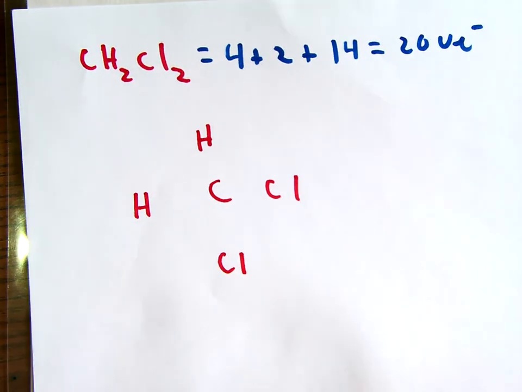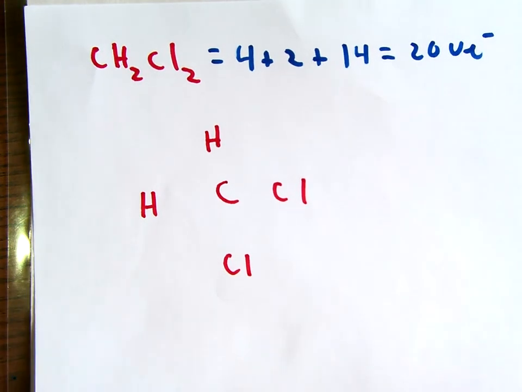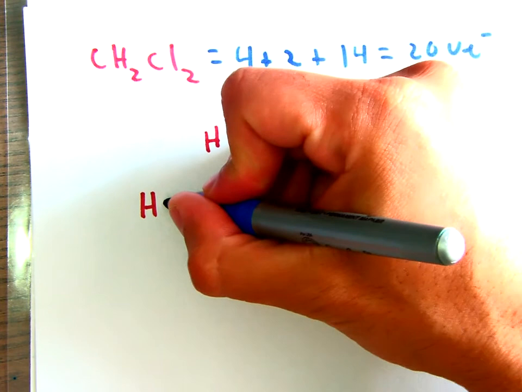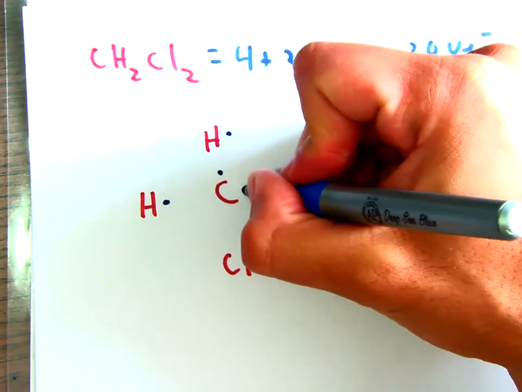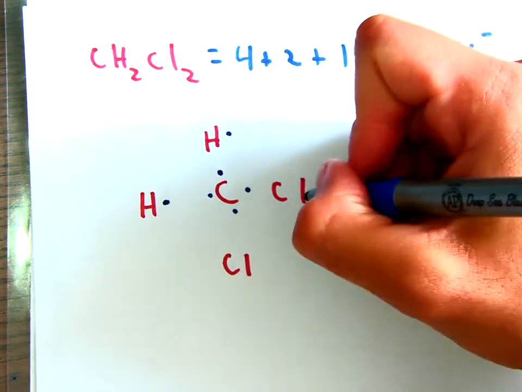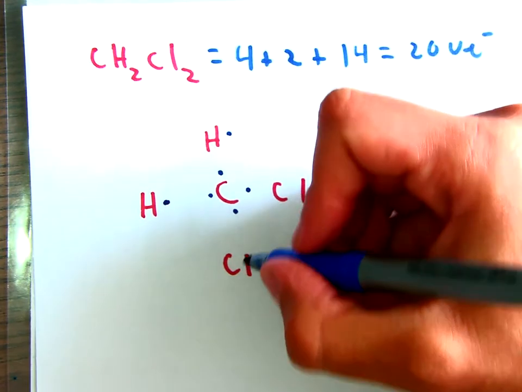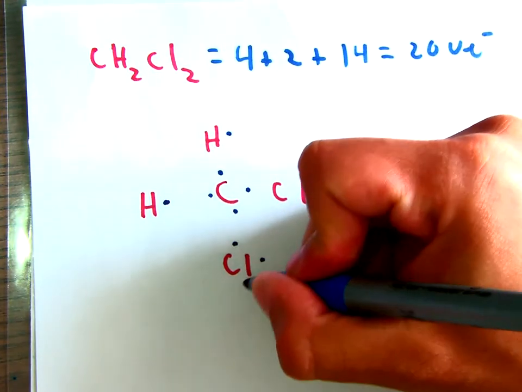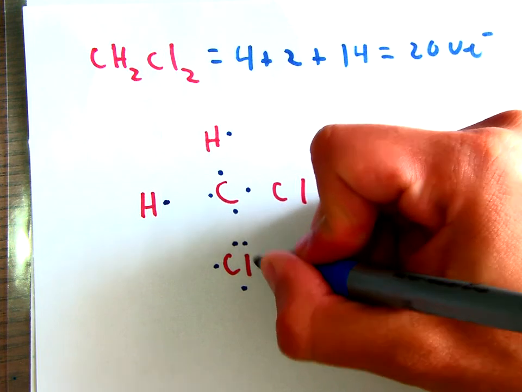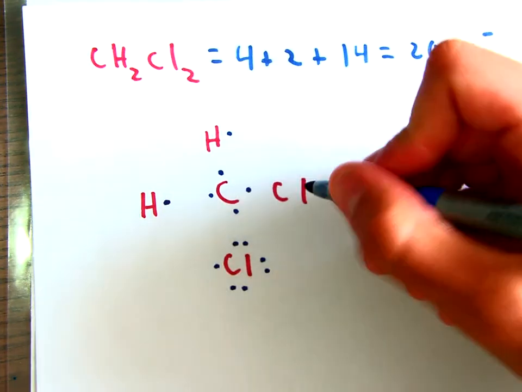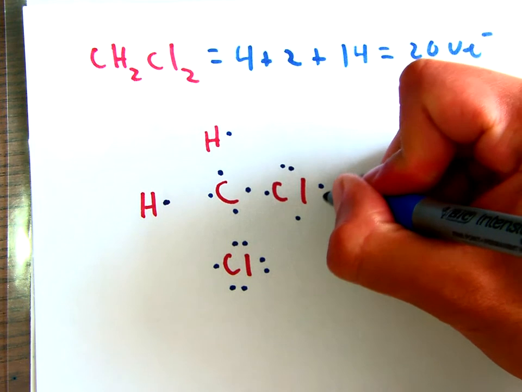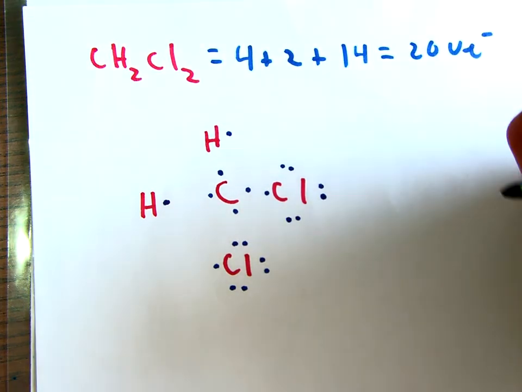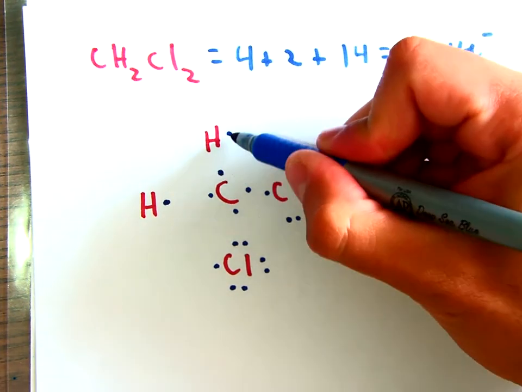All right, let's go on to the next step. Draw individual Lewis structures. Well, I know each hydrogen has 1, so 1, 1. Carbon has 4. 1, 2, 3, 4. Each chlorine has 7. So make sure we do the cross method rule. 1, 2, 3, 4, 5, 6, 7. All right, so this is unbonded.